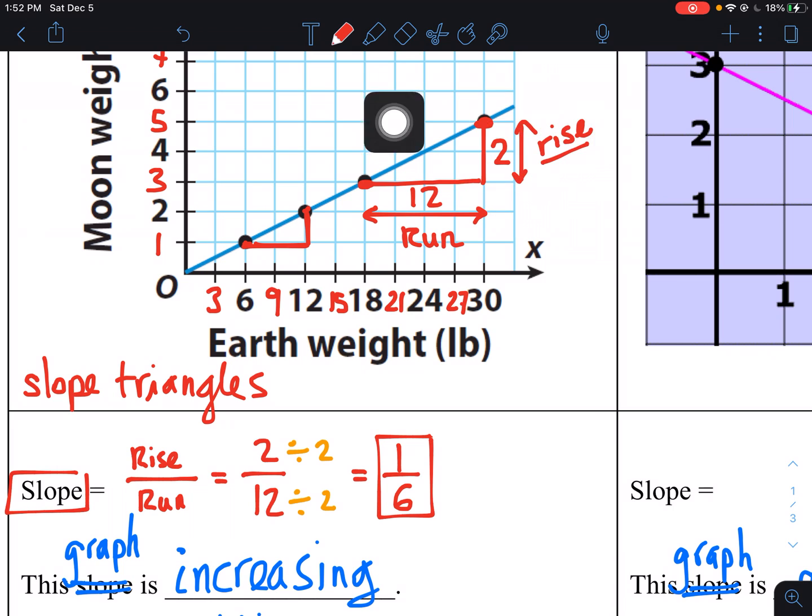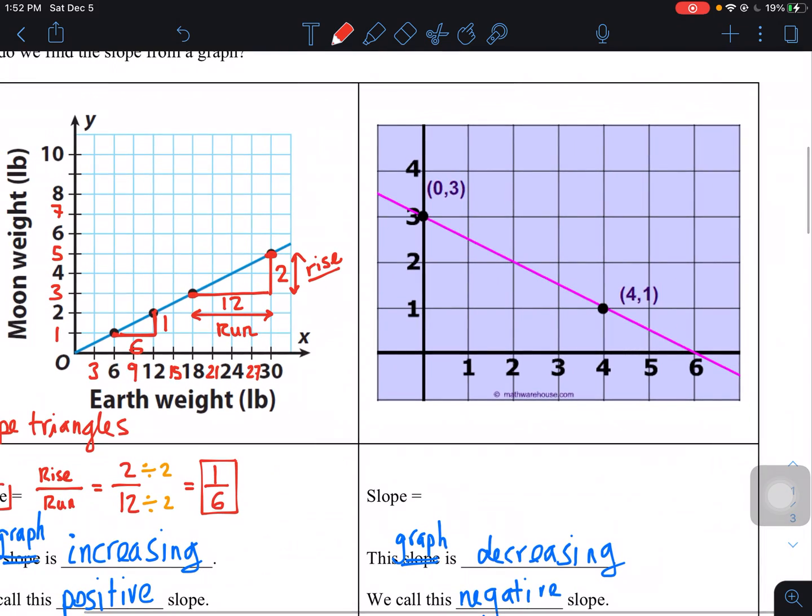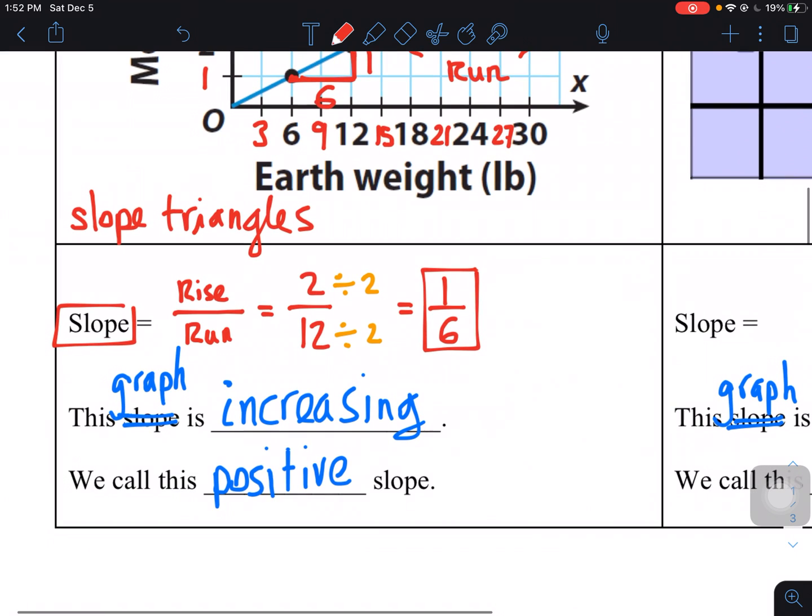I want you to notice we found the slope using this triangle. We also could have used this triangle. The rise here is just 1 block, and the run from 6 to 12 is 6. 1/6. That would have given us the same slope. Because our graph is increasing and we know the slope is positive, we're glad that we got a positive number as our slope.